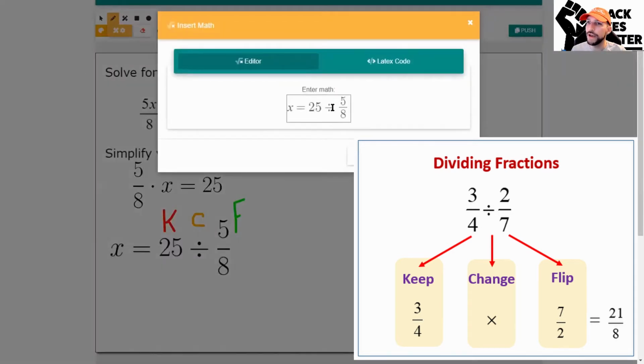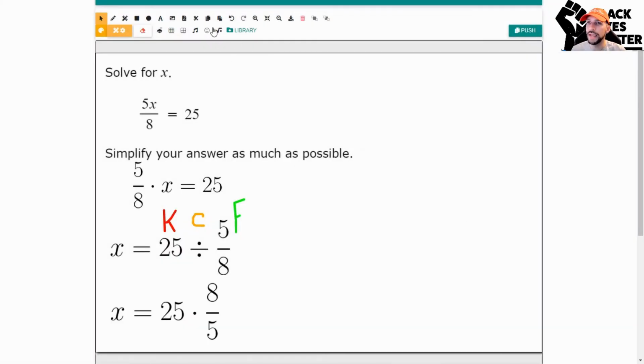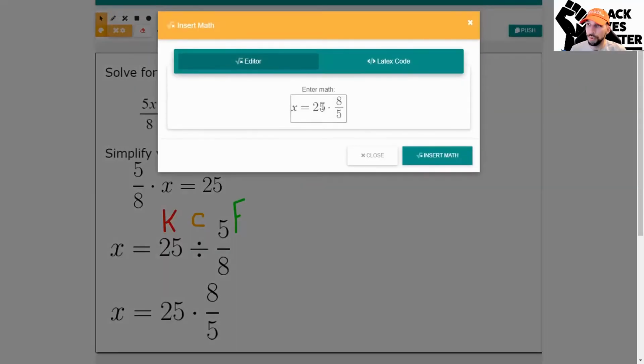So we keep the 25. We flip the 5/8 to 8/5, and we change our division to multiplication. So now we've got 25 times 8/5. Got to simplify. Okay, so 25 is, well, let's factor it. First, 25 is 25 over 1.